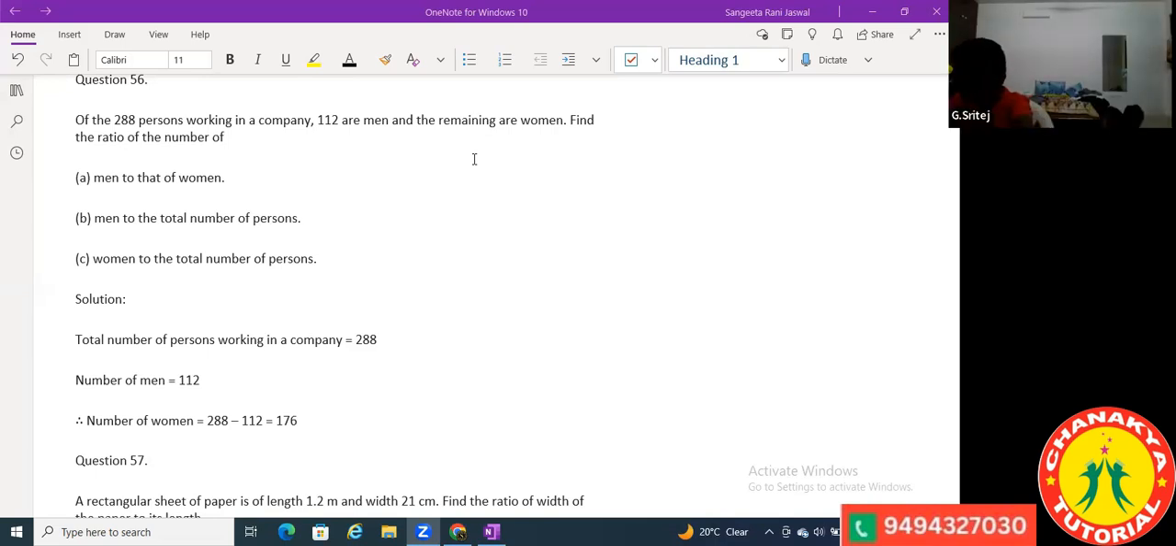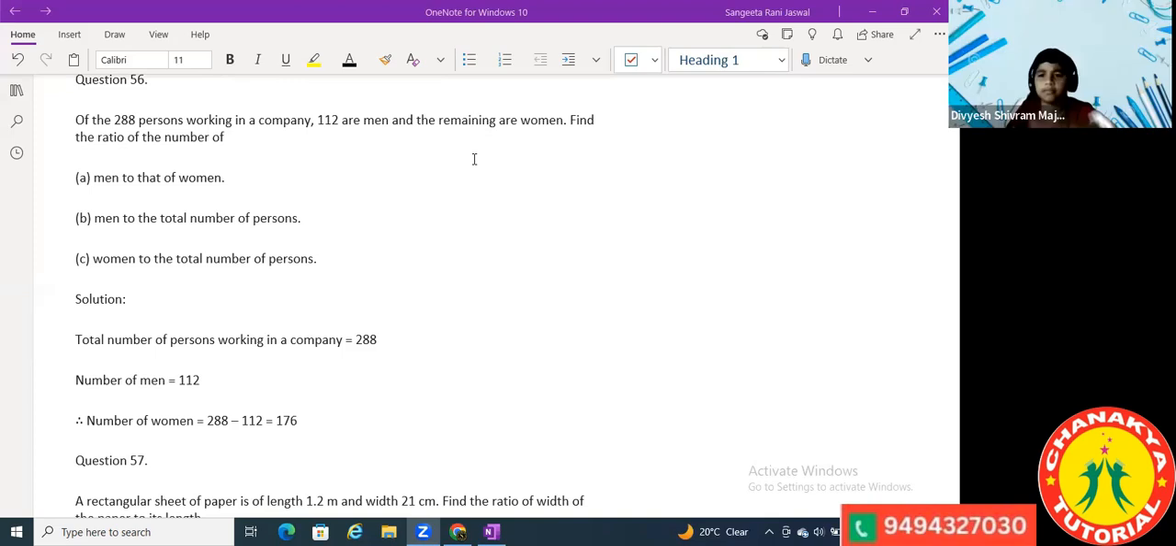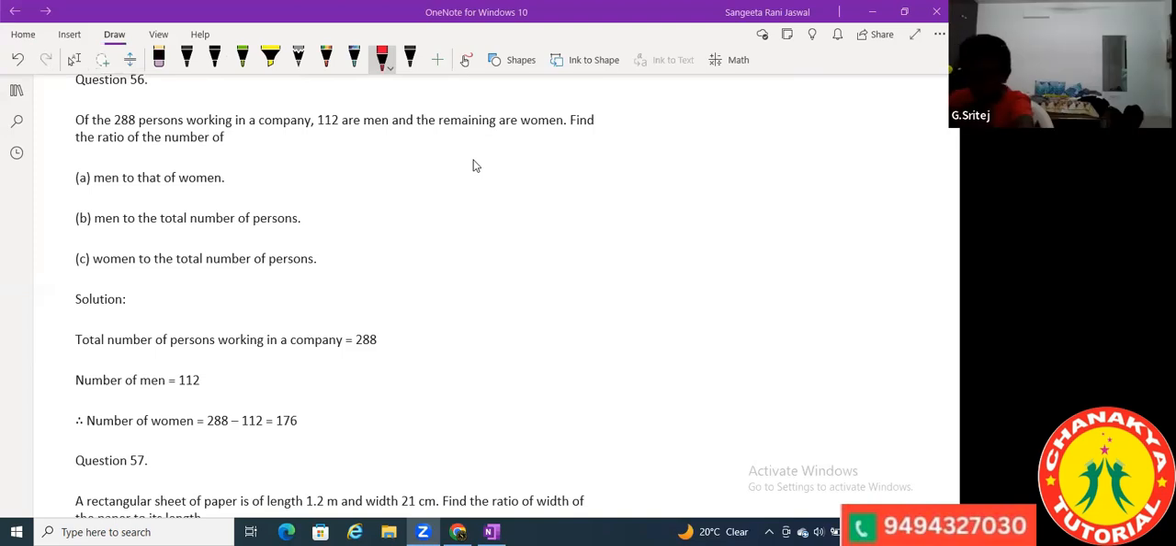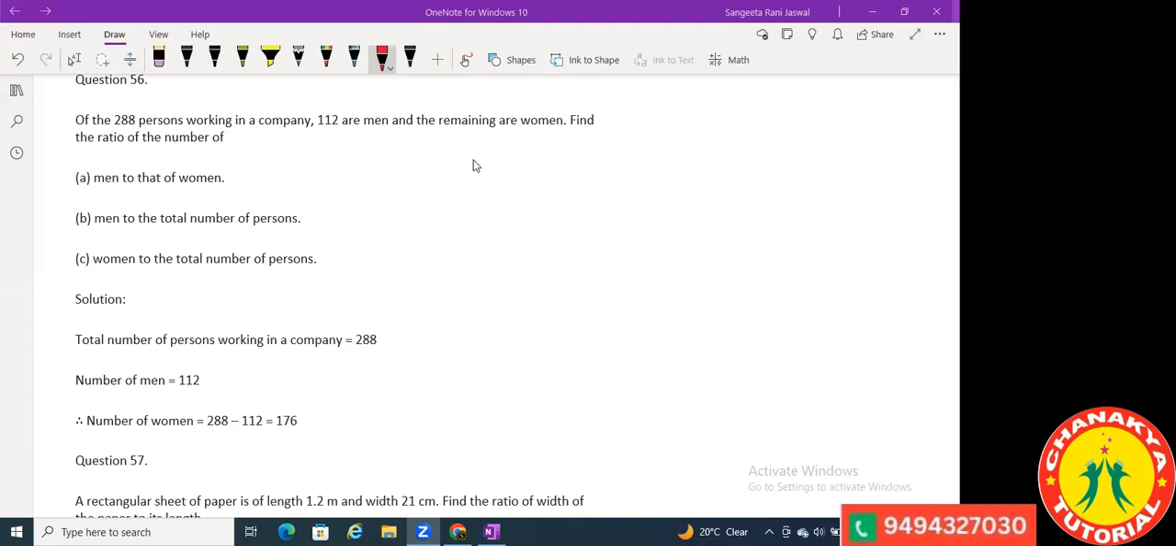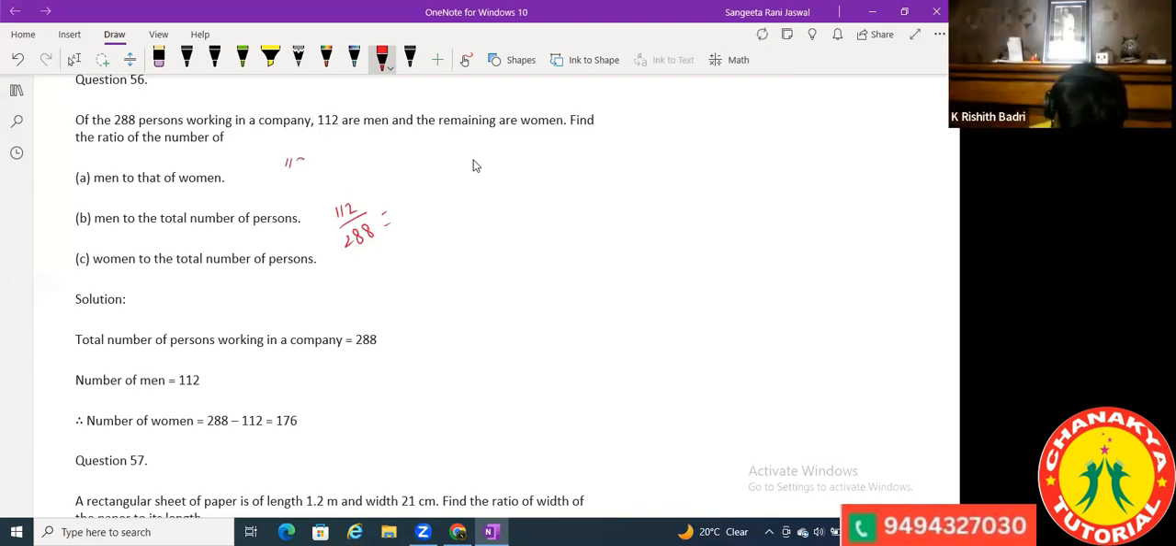Ma'am, the first one, A1, is 7:11, men to women. And I'm still doing the B1. Others also got the same ratio. Ma'am, the second one, men to the total number of persons, is 7:18. Total men to total number of persons. Okay, so men are 112, total persons are 288. Reduce this to lower form. Yes, ma'am, 7:18. Ma'am, I also got 7:18.